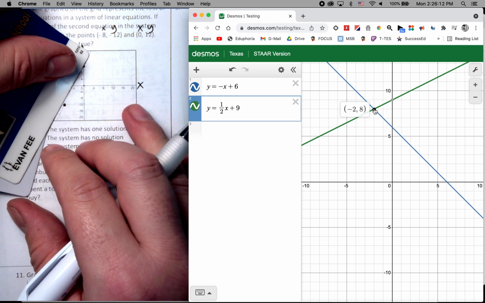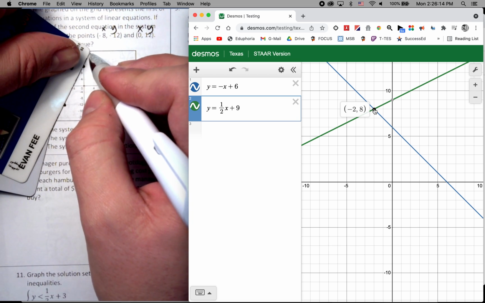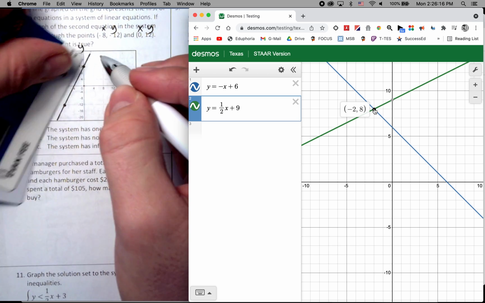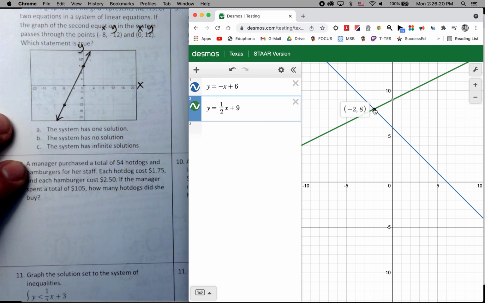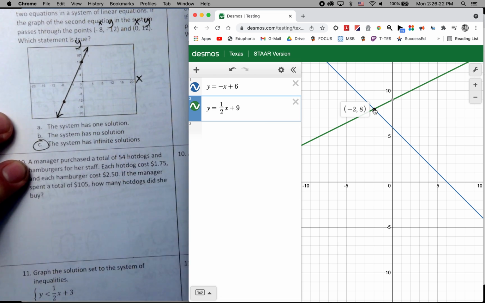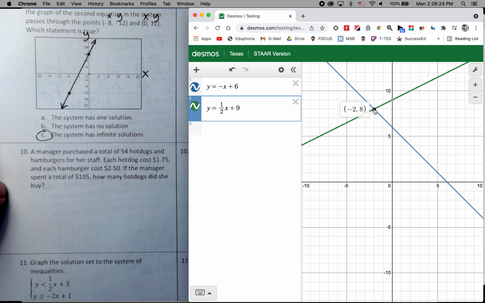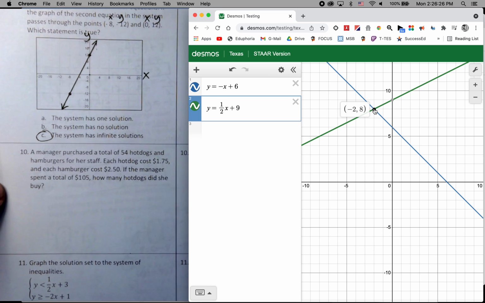Once you have those 2 dots, connect them with a straight edge. Oh, hey, look, it's a line on top of a line. That tells me it's infinite solutions. So the trick is plotting the points.